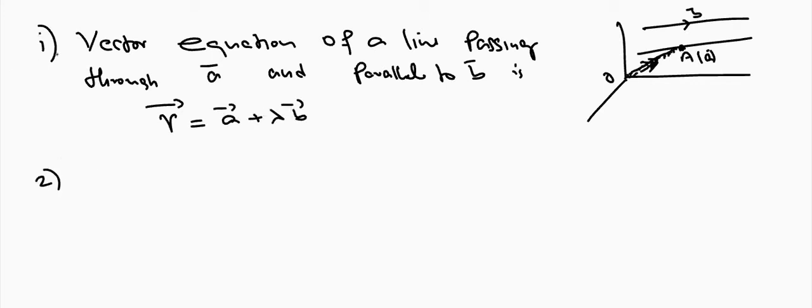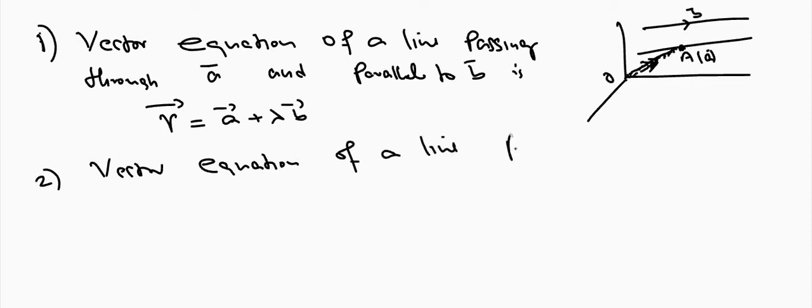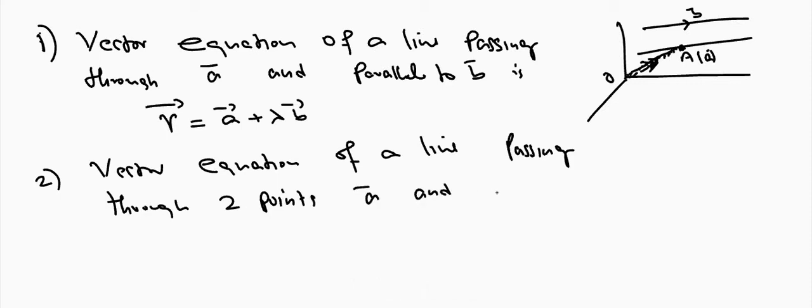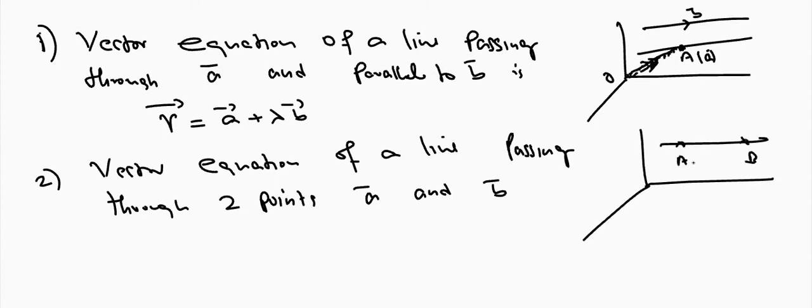Number 2, vector equation of a line passing through 2 points whose position vectors are a vector and b vector. If a line passes through 2 points capital A and B whose position vectors are given by a vector and b vector, that is, a vector is the vector joining origin O to the point A and b vector is the vector joining OB, with x axis, y axis and z axis.